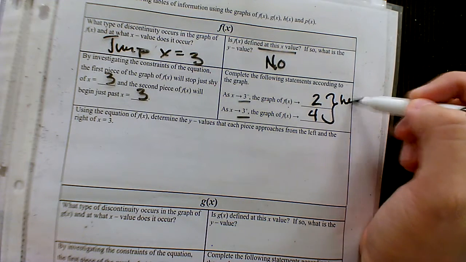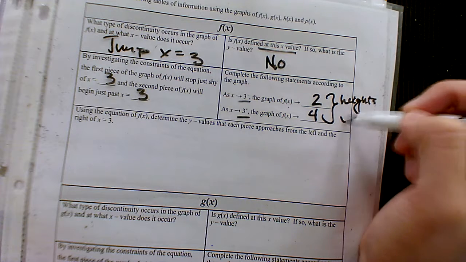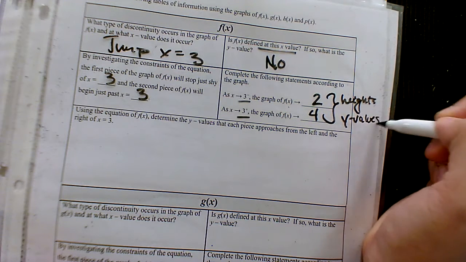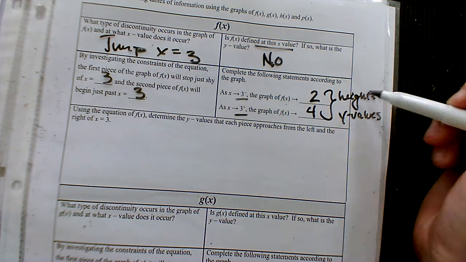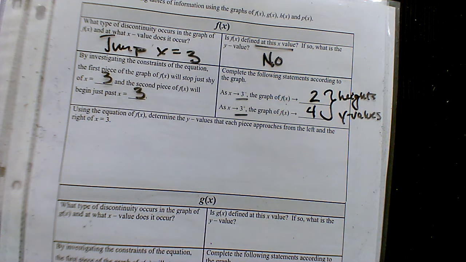Okay, so we'll say these are heights, or y values. Notice how this is kind of clueing us in that we have a jump going on. If the left height is 2 and the right height is 4, clearly those are not matching up. Those are different heights. There's going to be a gap between them. That's kind of signifying our jump.